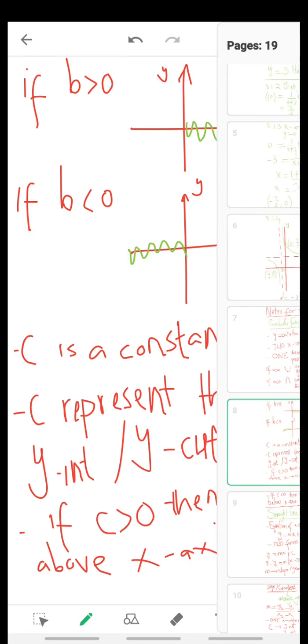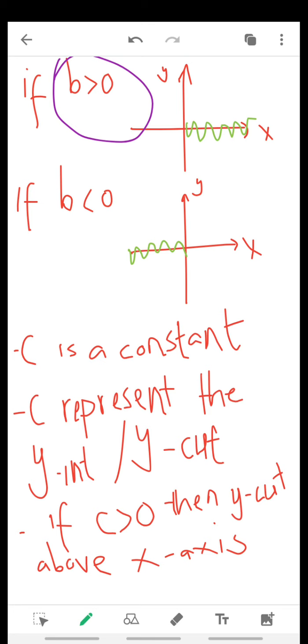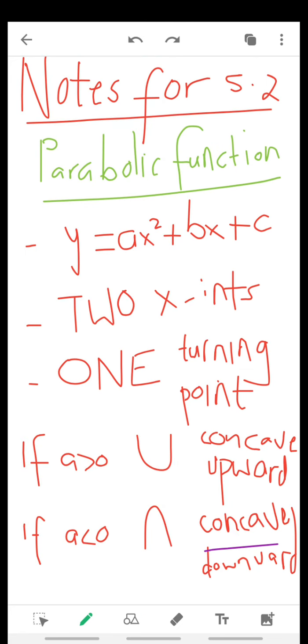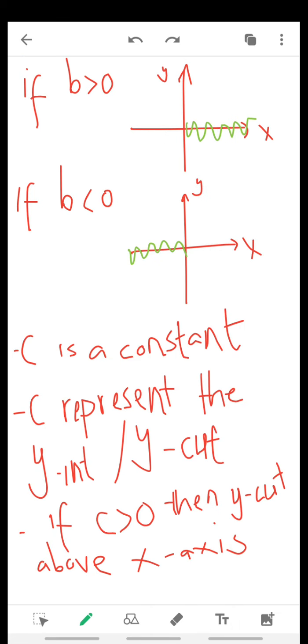Okay, and moreover, you need to know what is the function of B. So if your B from the general equation here is positive, then you need to know that your parabola will mostly be closer or more to this side. Okay, very important. And then if your B is negative, then your parabola will be more to the left-hand side. Remember, to the right-hand side, more positive. To the left-hand side, more negative. So your B tells you to which side your parabola will be most at.